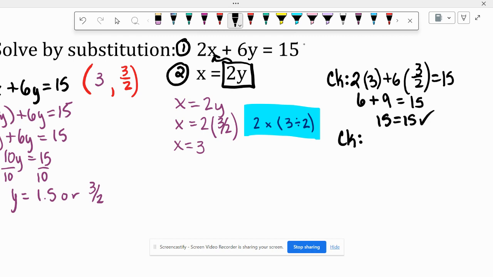Let's check the next one. X, which is 3, equals 2 times 3/2. 3 equals 3. Check. That's what your checks are going to look like.